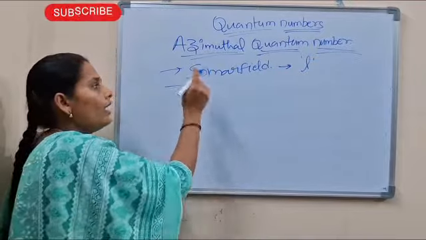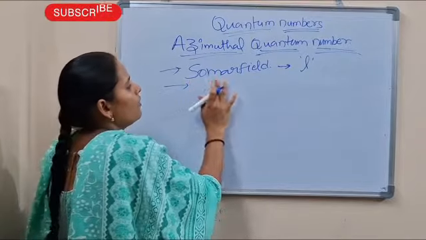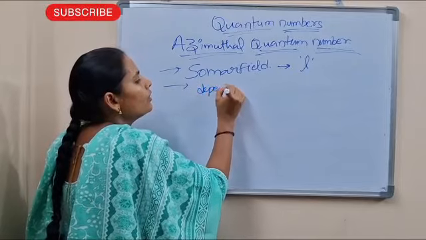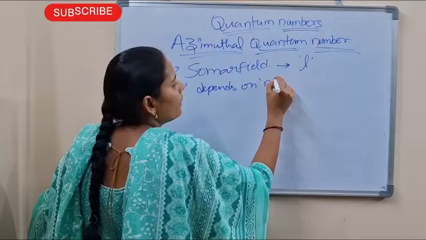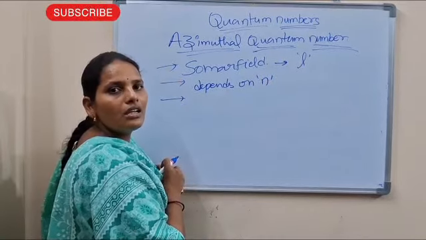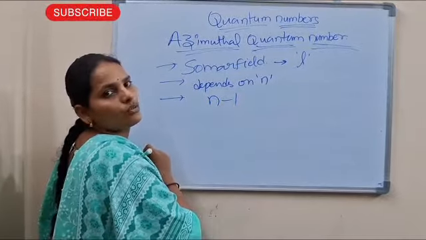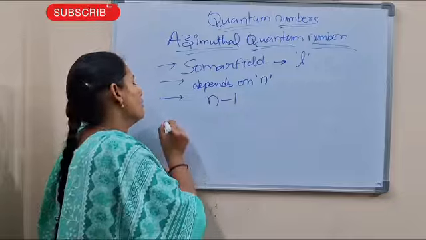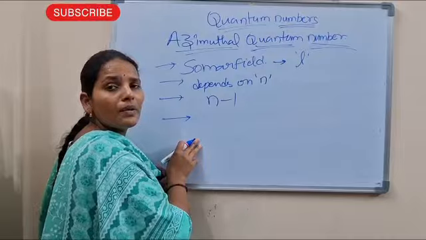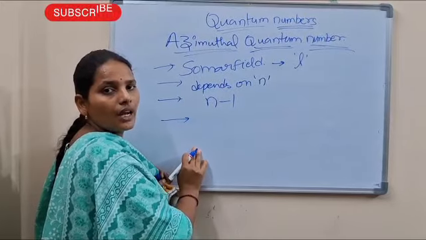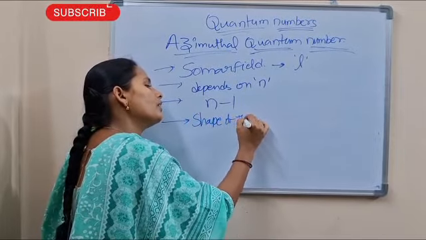L values depend upon the N values. L values are calculated by using the formula n minus 1. Next, this azimuthal quantum number explains the shape of the orbitals.